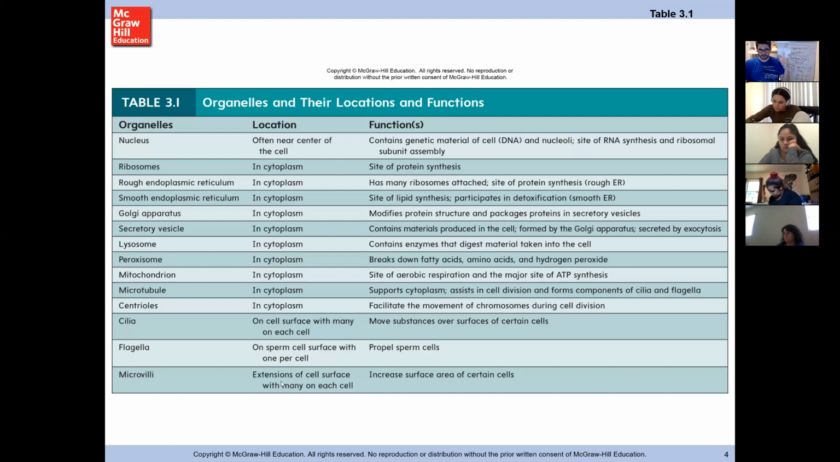Microvilli, just like I mentioned earlier, are extensions of the cell surface with many on each cell, which increase the surface area of certain cells. So these we'll find a lot within the intestines. Once we get to the gastrointestinal system, we'll talk a little bit more about that, but those are very important there. Okay, cool, so we're making good time here.